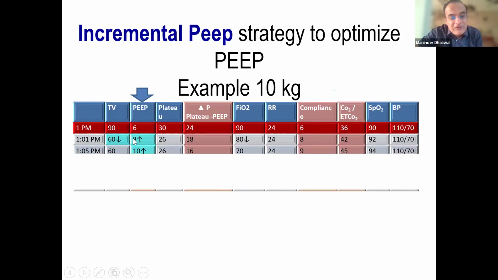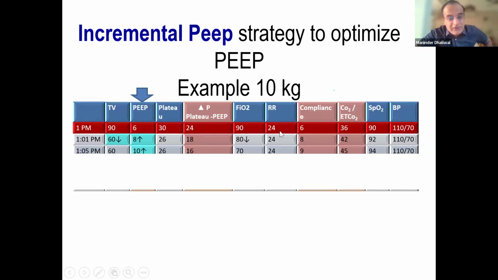So I increase the PEEP now to 10. I do not decrease the tidal volume. So my driving pressure over here becomes 26 minus 10, which is only 16. So I'm coming down on the alveolar overexpansion that is going to happen. And my FiO2 is still falling.